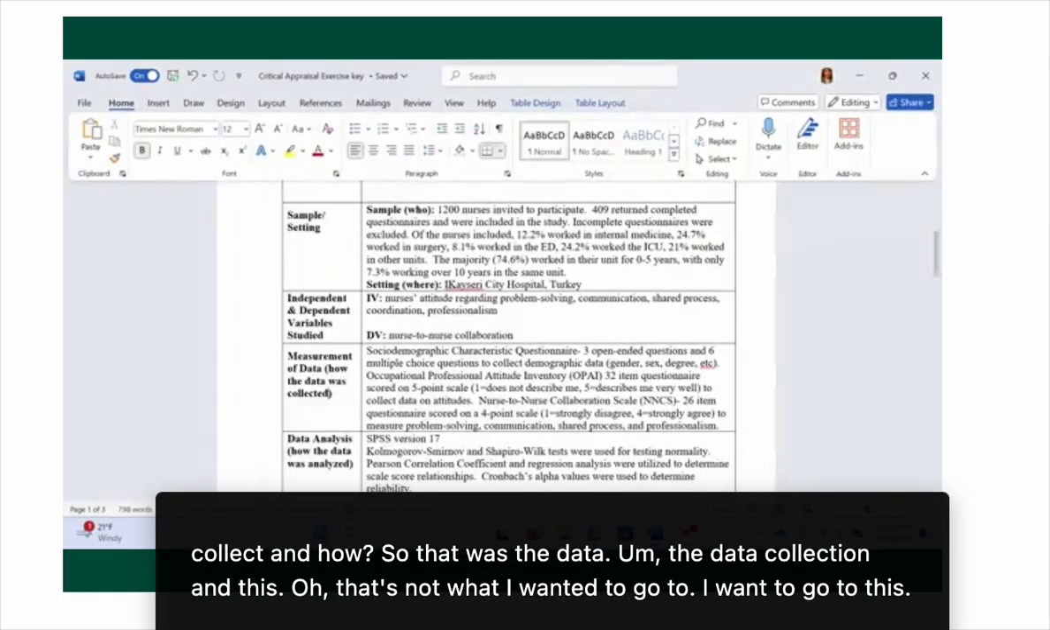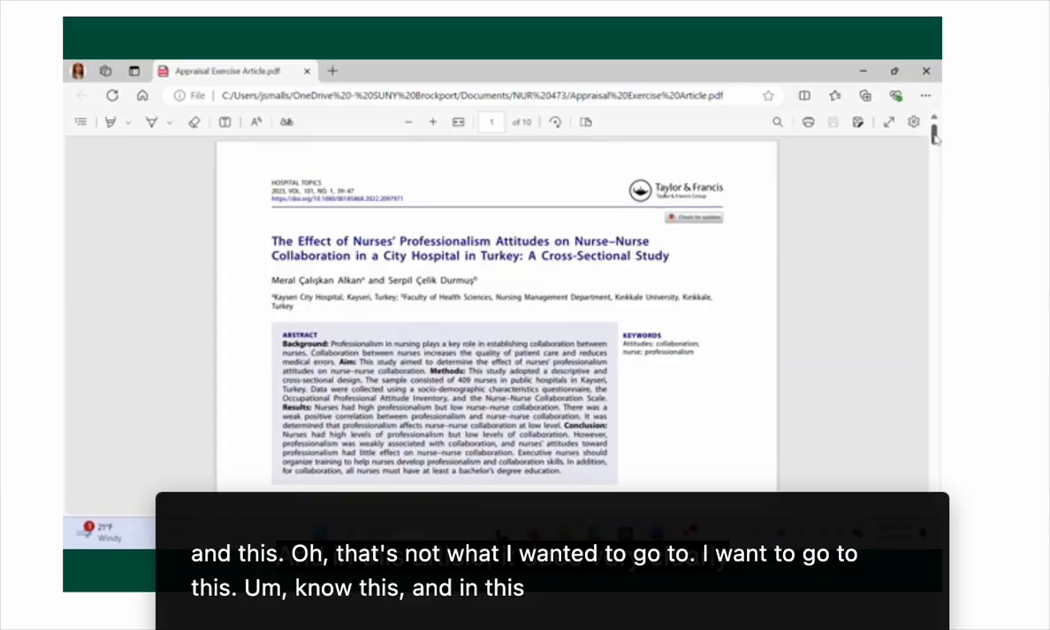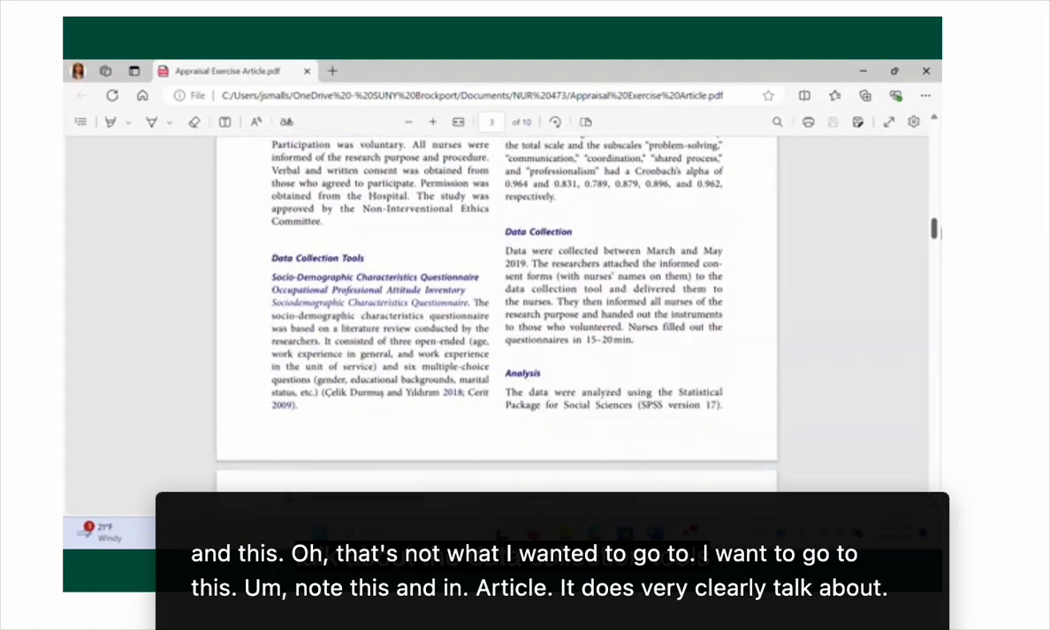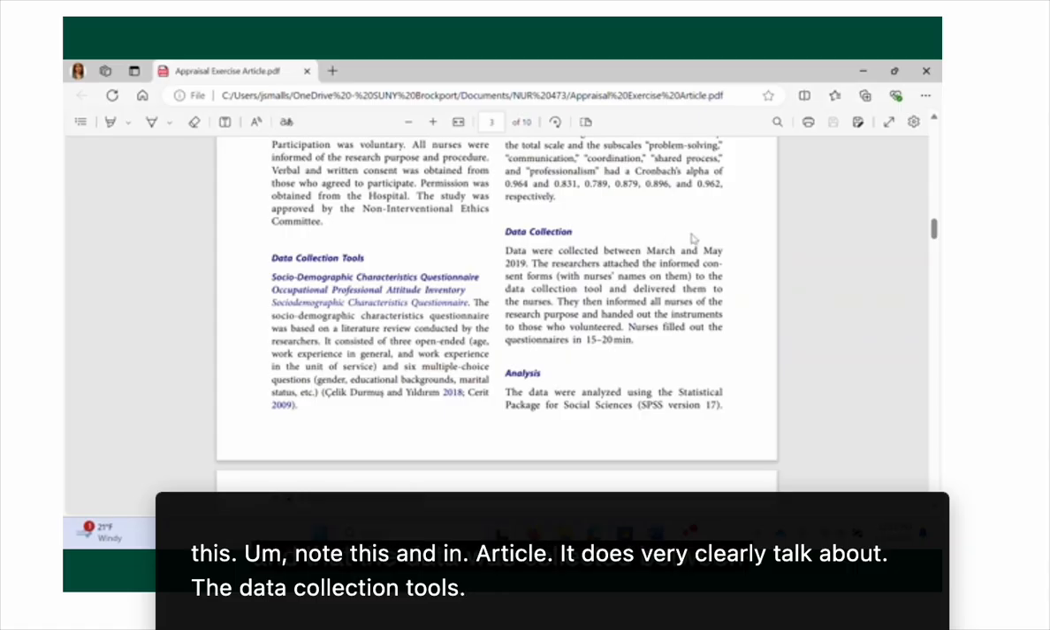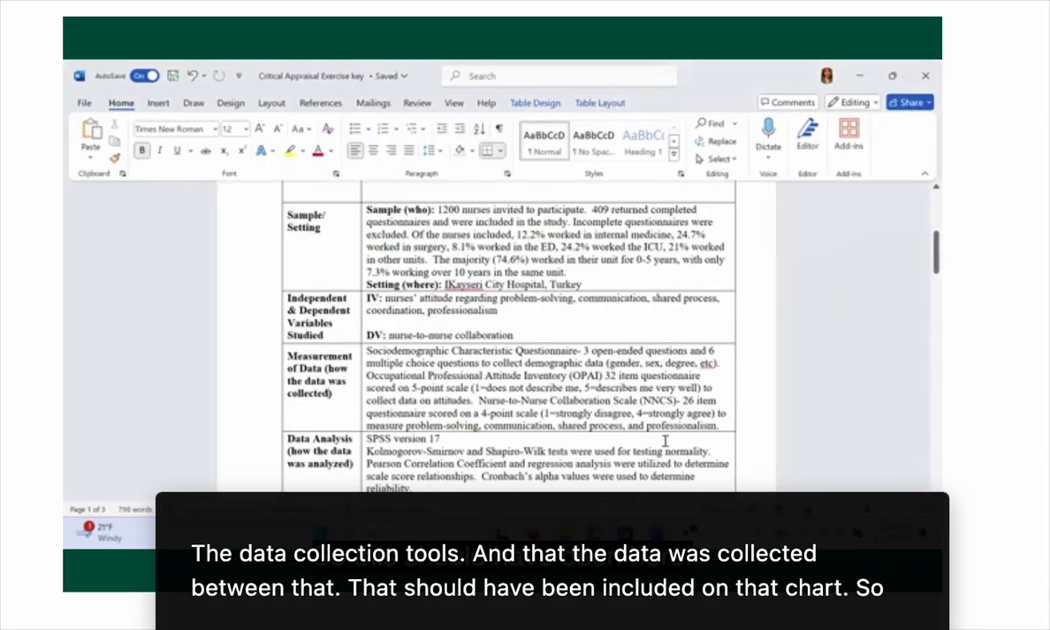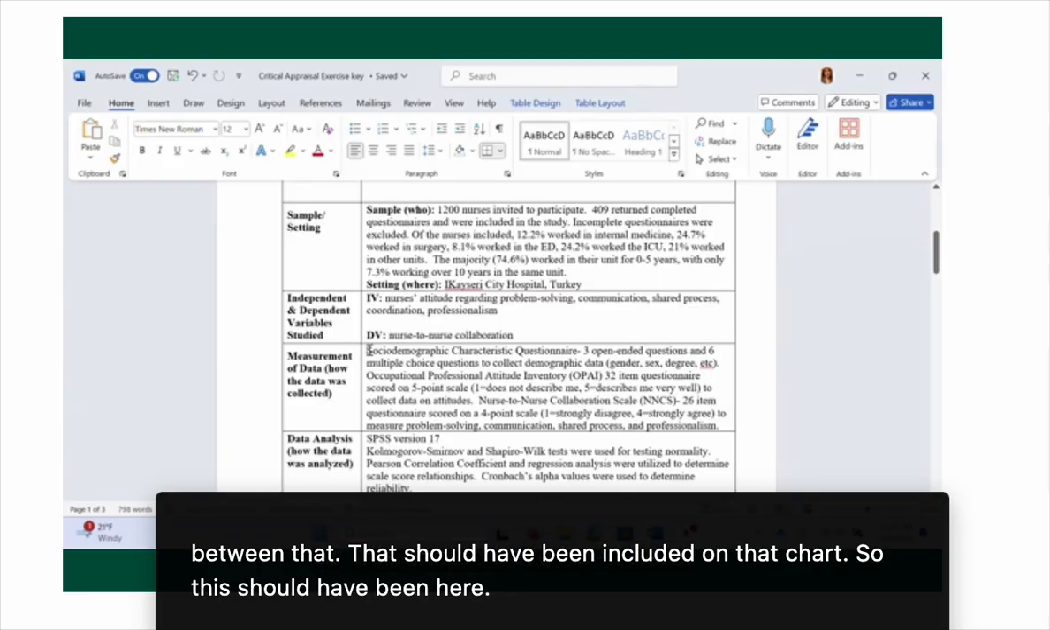I don't want to put this. Because it Not says, this. please sign And in in. this Can't you? article, it Well, I was signed very in. clearly I talk don't about have it. the data collection tools See it. and No, I'm just that like, the data why? was collected between It's that not should be included available. on that chart. So this should have been I here, placed the request, but that wasn't working.